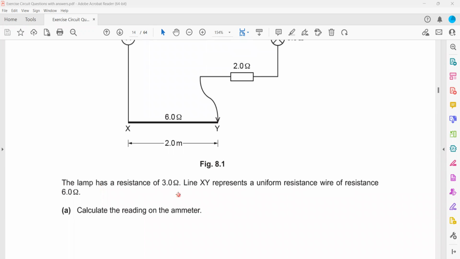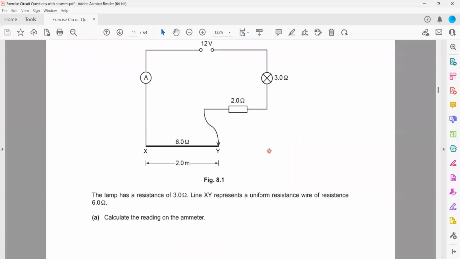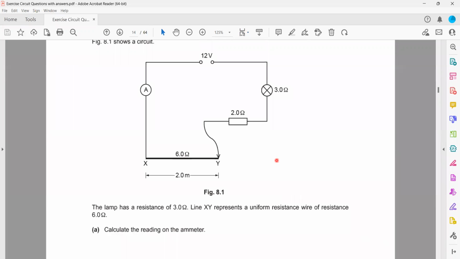The lamp has a resistance of 3 ohm. The line XY represents a uniform resistance wire of resistance 6 ohm. Calculate the reading on the ammeter. So what we need is the total current in the circuit. But before working out the total current, we should know the total resistance of the circuit, because V equals IR. So if we need the total current, the total voltage divided by the total resistance of the circuit will give us the total current.